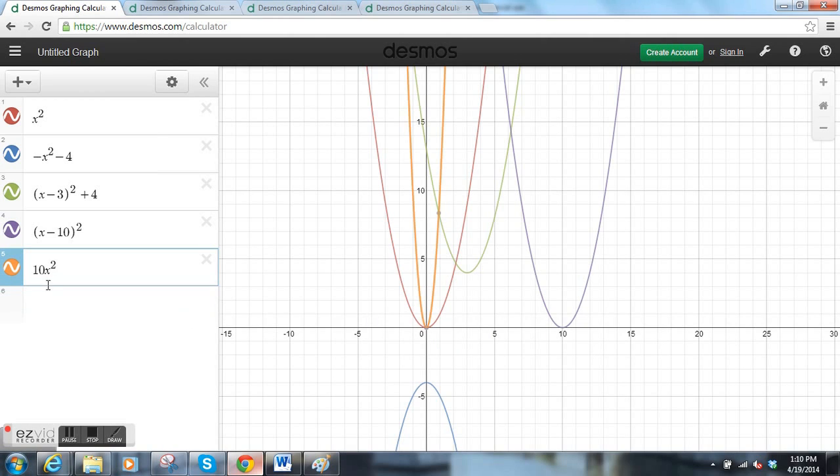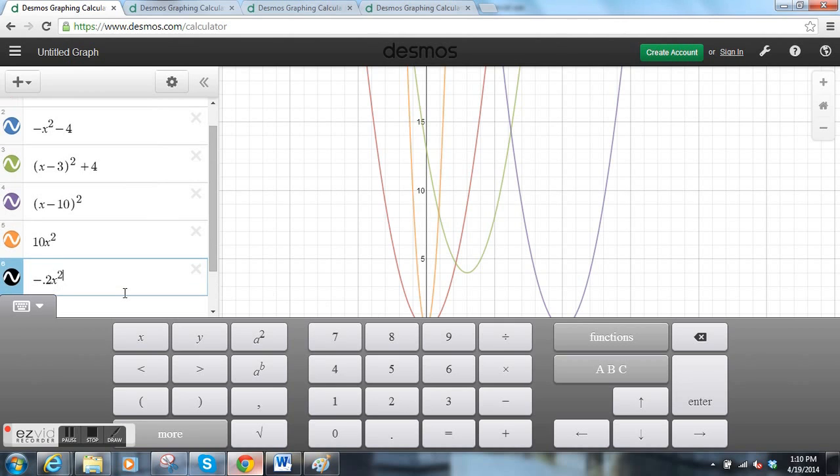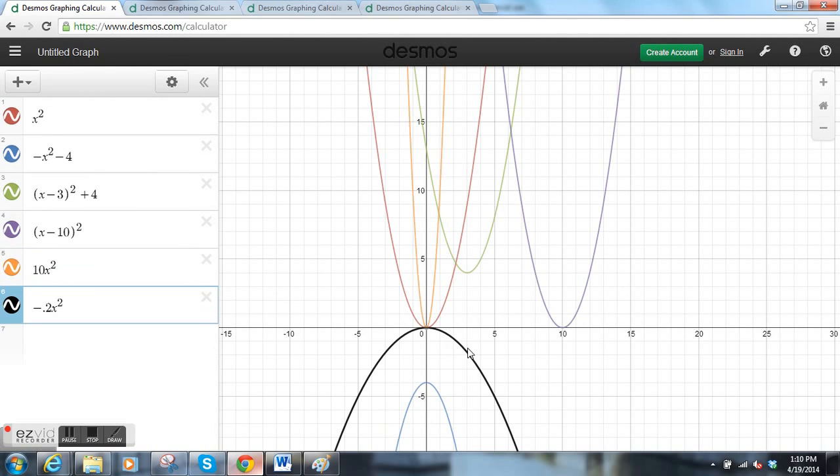But that one's skinnier. Okay, do you see parabolas can be like 0.2, trying to come up with one that's a little different looking there. Like that. Whoa! So parabolas are any of these U-shaped functions. You'll notice they have either a minimum value or a maximum value, like that's the maximum right there.